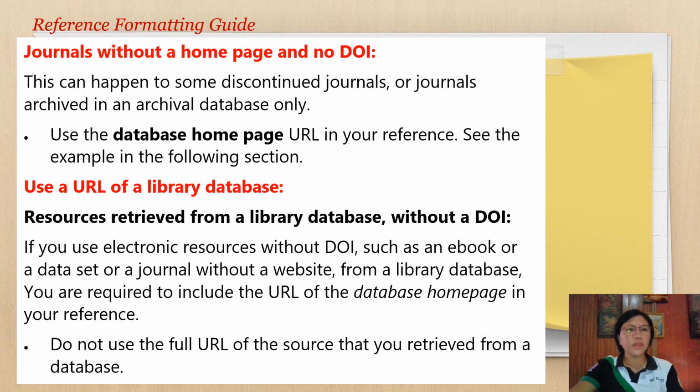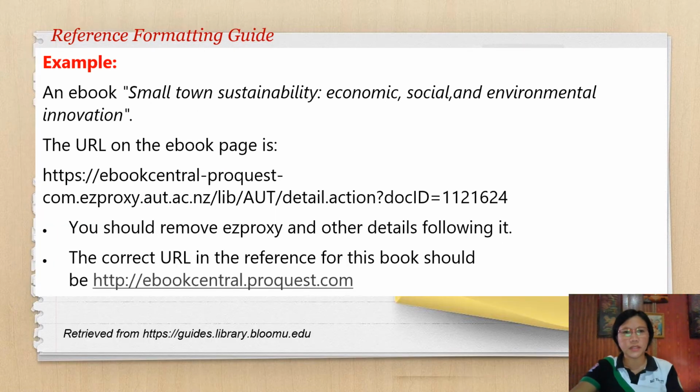For journals without a homepage and no DOI, this can happen to some discontinued journals or journals archived in an archival database only. We have to use a database homepage URL in your reference. You have to see the example in the following section. Say, for example, resources retrieved from a library database without a DOI. So, do not use the full URL of the source that you retrieved from the database. This is the example of that.